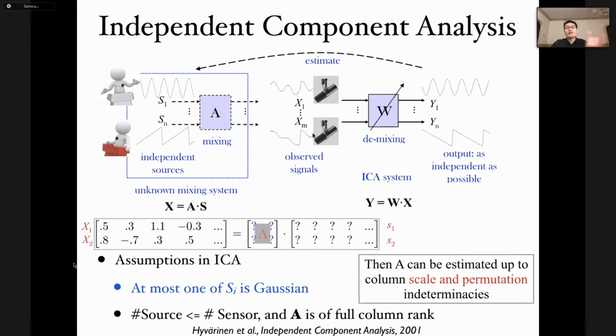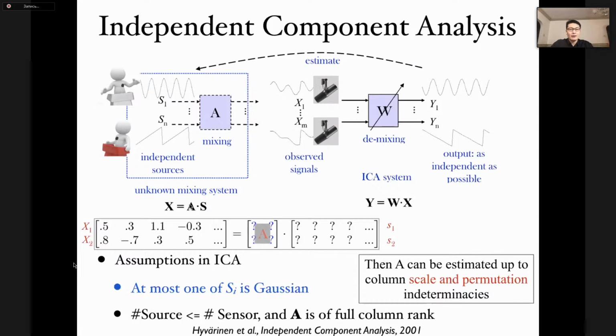Otherwise, it's called overcomplete. It's much more difficult, because you have more variables in the hidden part, but you only have a smaller number of variables that you can observe. Recovering this system is not very easy. But now we assume that's not the case. So under those two assumptions, we can estimate this A matrix up to the scale and the permutation indeterminacies.